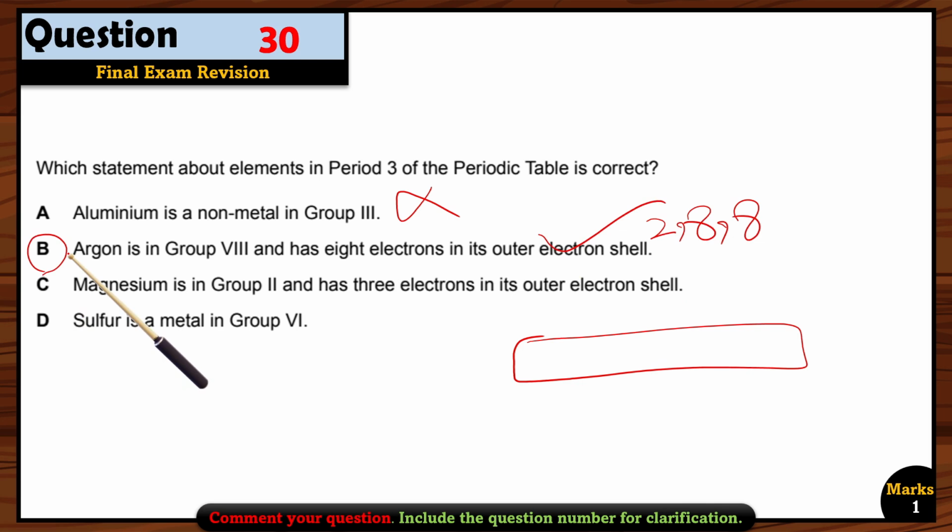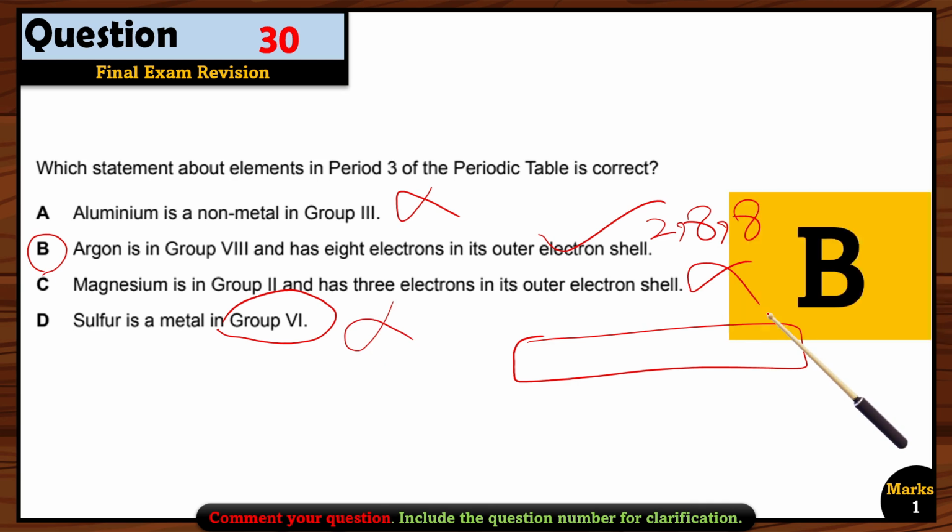If you want to look at the other options, we can just look at that. Magnesium is in group 2. Can you see? Yes, magnesium is in group 2 and has 3 electrons in the outer electron shell. That is wrong. If it belongs to group 2, it means it should have 2 electrons in the last shell. So that's why this option is wrong. Sulfur is a metal in group 6. Again wrong, because all the elements from group 4 to 7 are non-metals. So option D is also wrong. So we are just left with option B. So option B is the correct option.